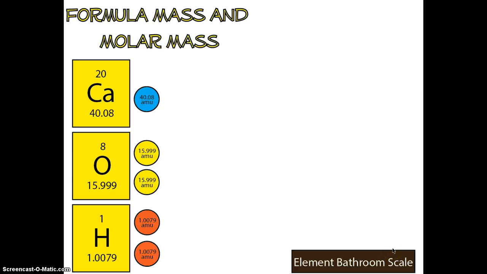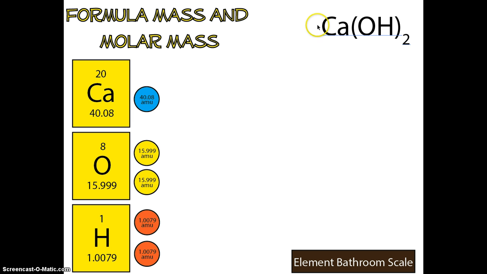In today's lesson, we're going to look at the concept of formula mass and molar mass. Basically, when it comes down to it, formula mass is the mass of a chemical formula. For example, if we have here calcium hydroxide, we see that calcium hydroxide is made of calcium ions and hydroxide ions in the ratio of 1 calcium ion to 2 hydroxide ions.